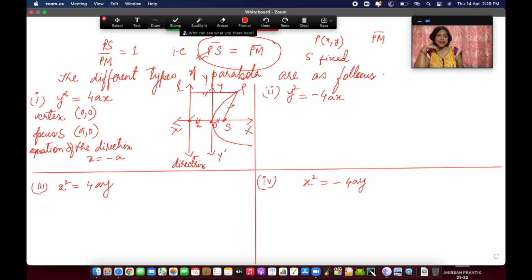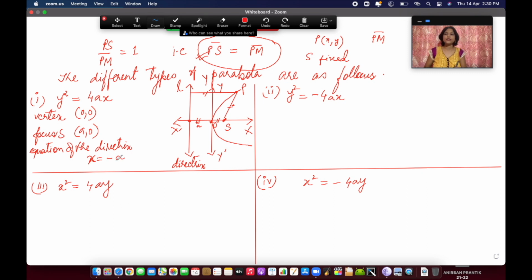Now as this line, that is this directrix, is parallel to the y-axis and is at a distance of a units to the left hand side of the origin, hence the equation is x equals minus a, because we know equation of any line parallel to the y-axis is given by x equals some constant. Here, since this line which is parallel to the y-axis is on the left side of the origin, a negative sign comes before this constant a.